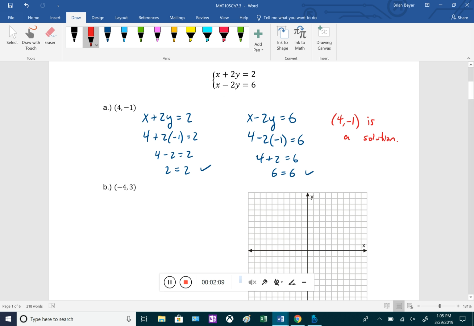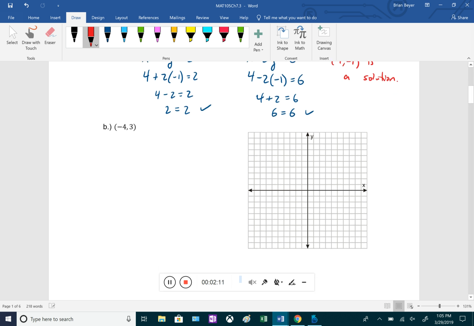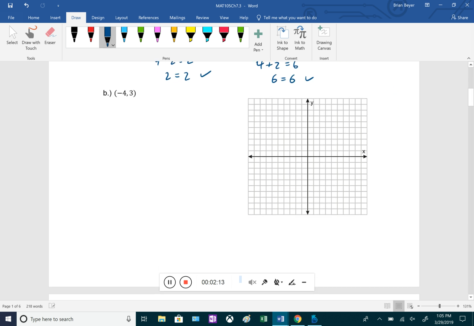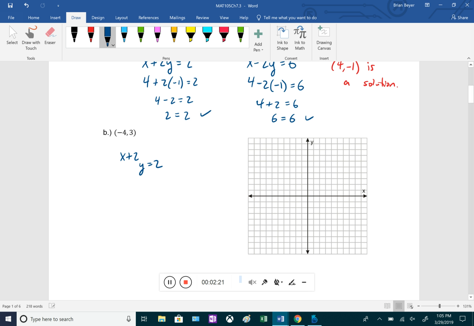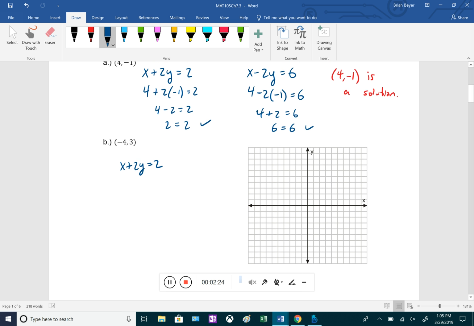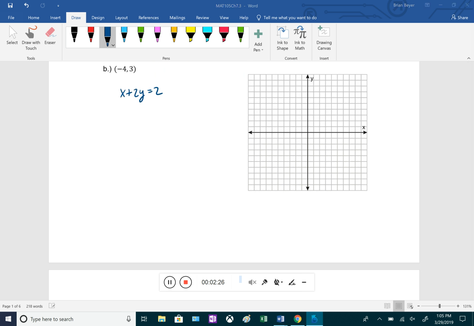Okay, let's do another one here. So we have negative 4 comma 3. We're going to plug it into that first equation, which was x plus 2y equals 2, and see if we get a true statement. So it's going to be negative 4 for x and 3 for y. That gives us negative 4 plus 6, and that does give us 2 equals 2, so it works for that one.